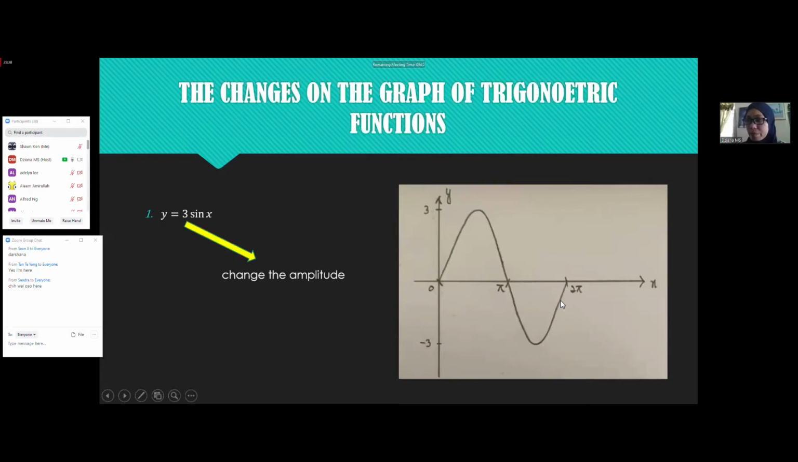Okay, so remember, if there is a number in front, please change the amplitude. Change the maximum and minimum. Okay? Is it okay for you? Any question?